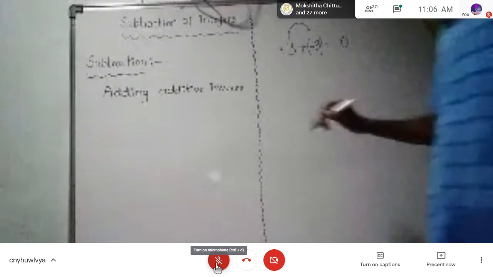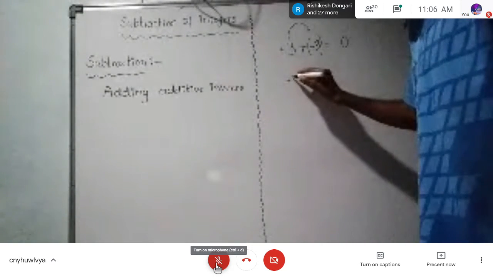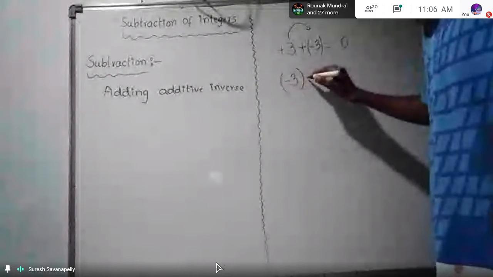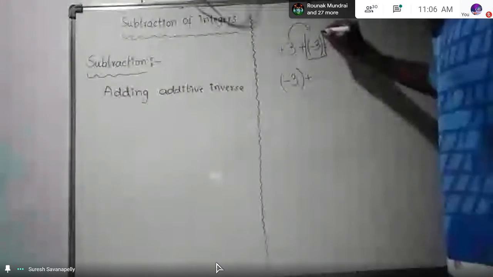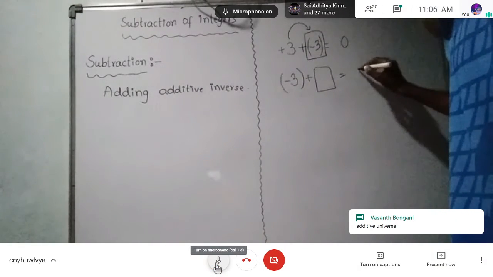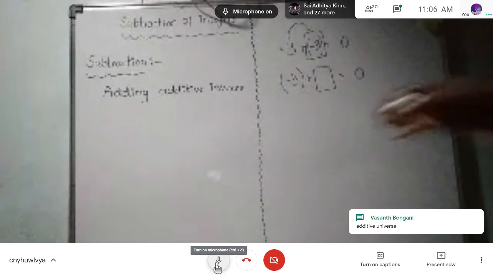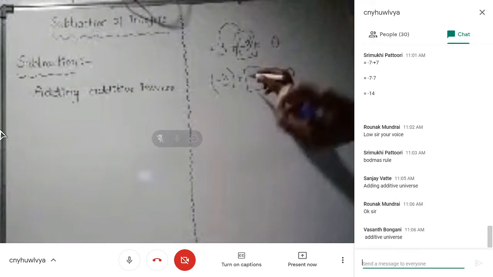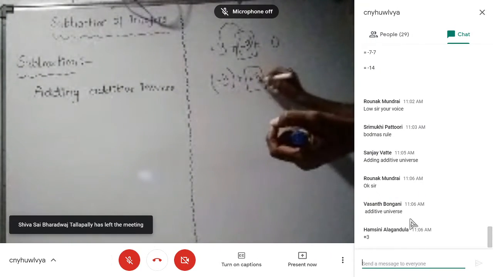Let's see another example. We'll take -3. You take -3 and you add some number, but my result should be 0. That's the meaning of additive inverse. So for -3, what number should I add? Whenever you add +3, then only the answer will become 0.